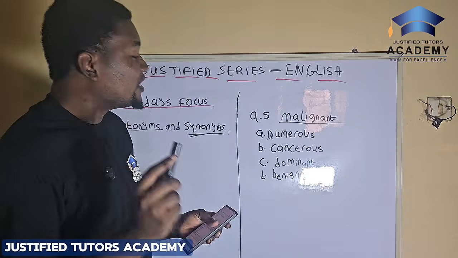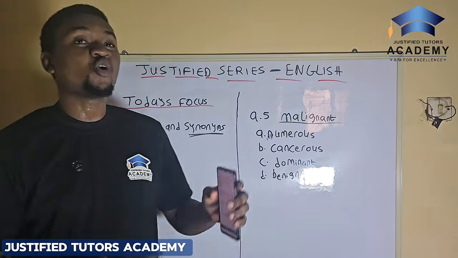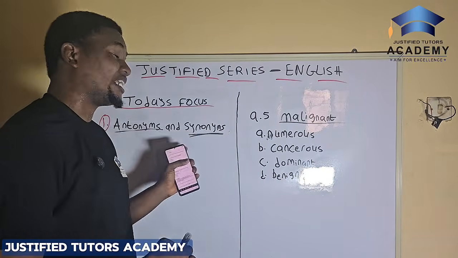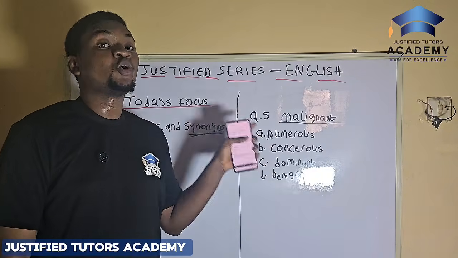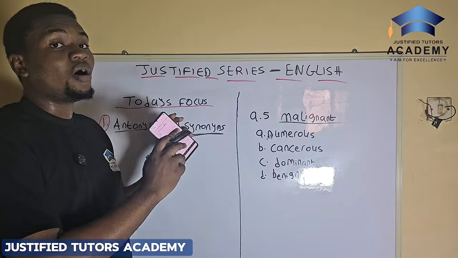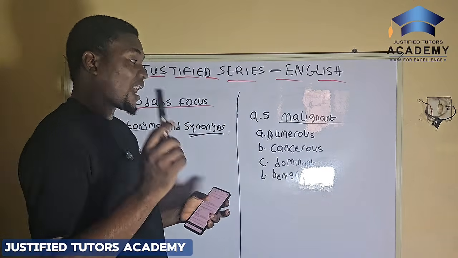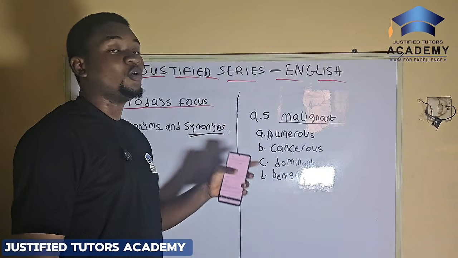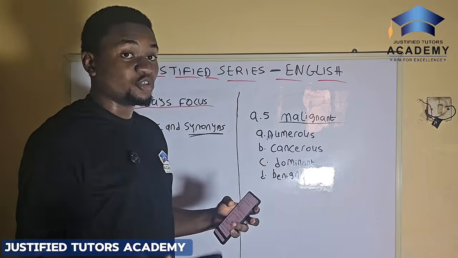Now please don't forget, for as many of you that will be struggling to understand what we are doing here, we are just dealing with synonyms and antonyms. Currently this question is on antonyms, which is opposite in meaning. And to answer antonyms, you need to know the meaning of each word. Like I said earlier, malignant here means a dangerous cell or a cancerous cell.